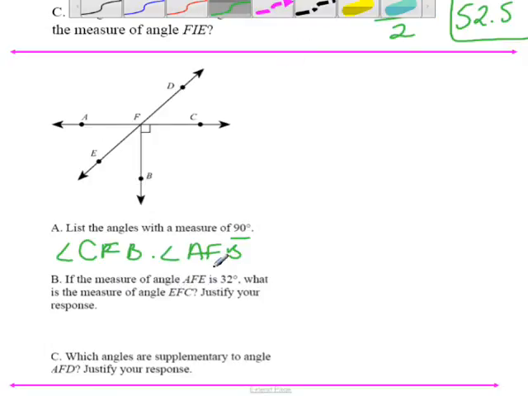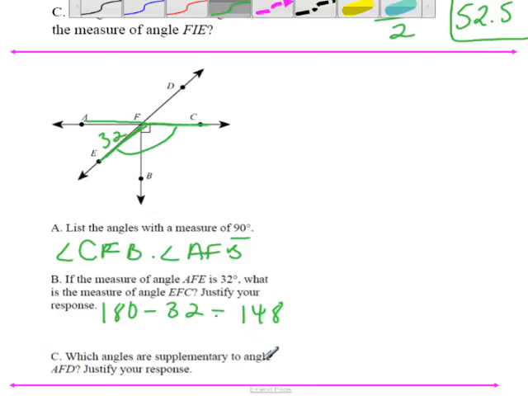If the measure of angle AFE is 32 degrees, what is the measure of angle EFC? So EFC. Those two angles are supplementary, so we do 180 minus 32 is 148. So this angle here is 148.